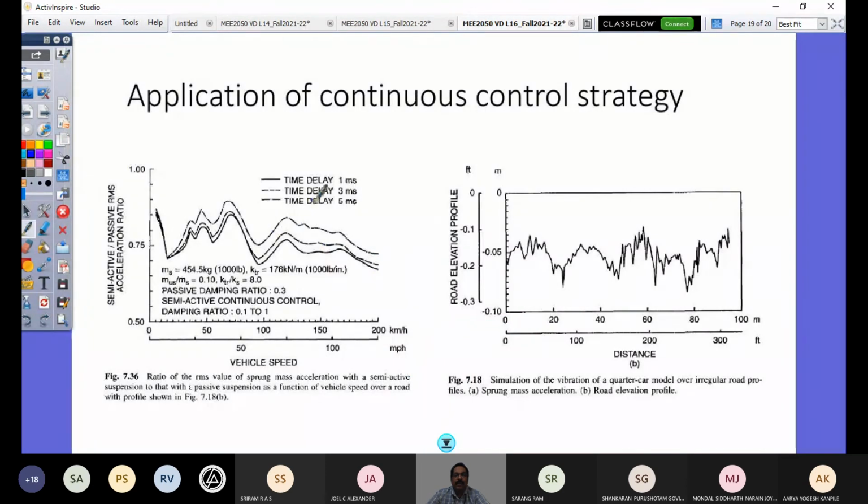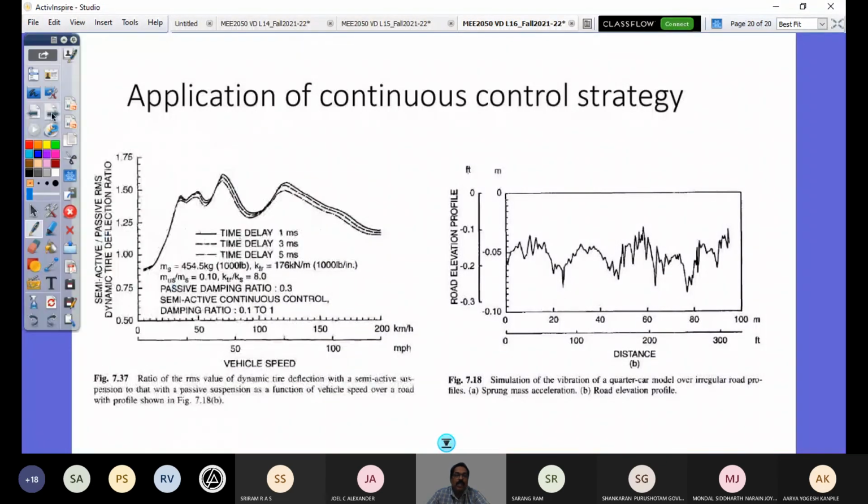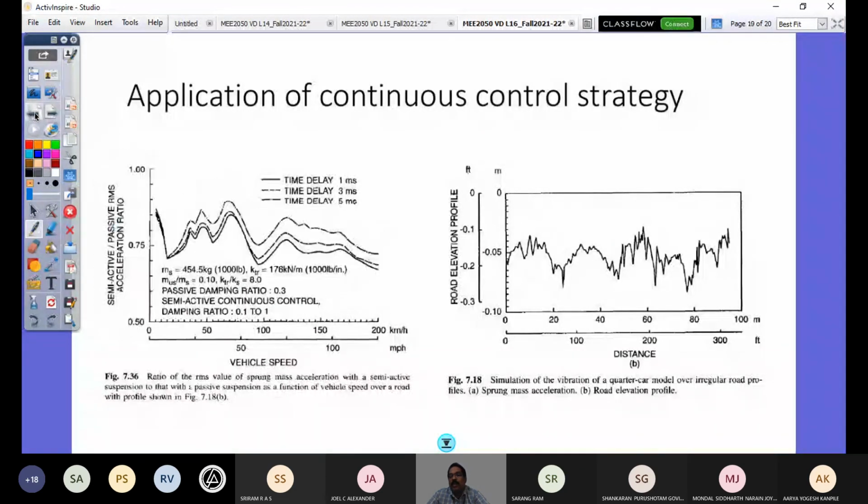The response of your acceleration ratio, right? For the semi-active and passive system RMS acceleration ratio, you would see that the semi-active suspension performs better than that of a passive system. And the road elevation profile is this for this test conducted, right? And this is again for dynamic tire deflection. So this one is for the acceleration ratio, that's for isolation purposes, and this is for handling purposes. On this specific road profile, these tests are conducted.